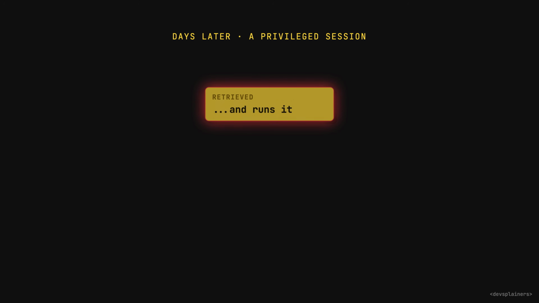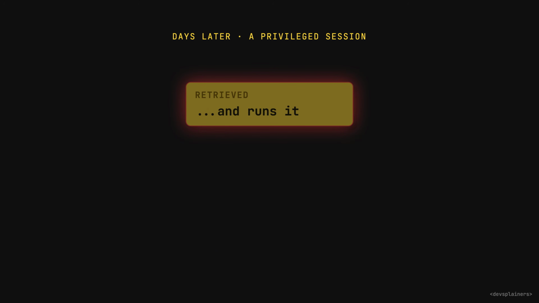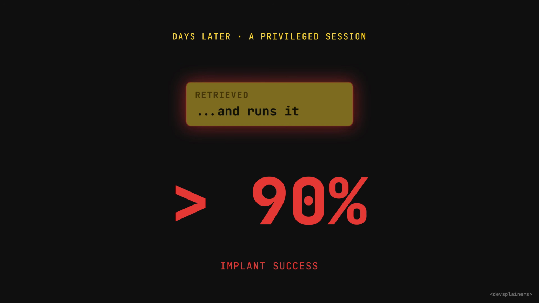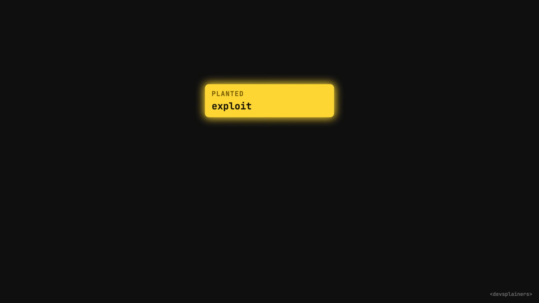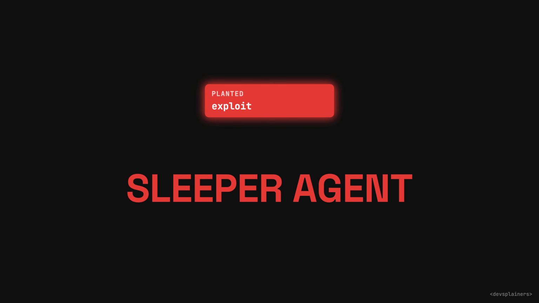Days later, in a completely different and maybe privileged session, the agent pulls that memory back up and runs it, with no clue it was planted. Researchers have landed these implants more than 90% of the time using nothing but ordinary-looking messages. Persistent memory turns a passing exploit into a sleeper agent. So what does all this mean for you, building something this week? Almost certainly less than the market wants to sell you.